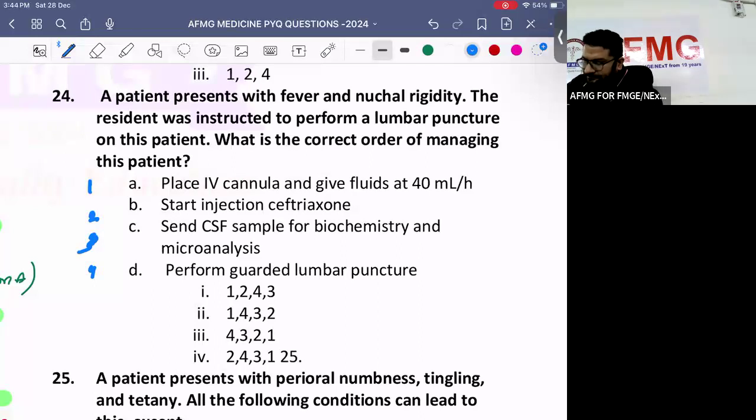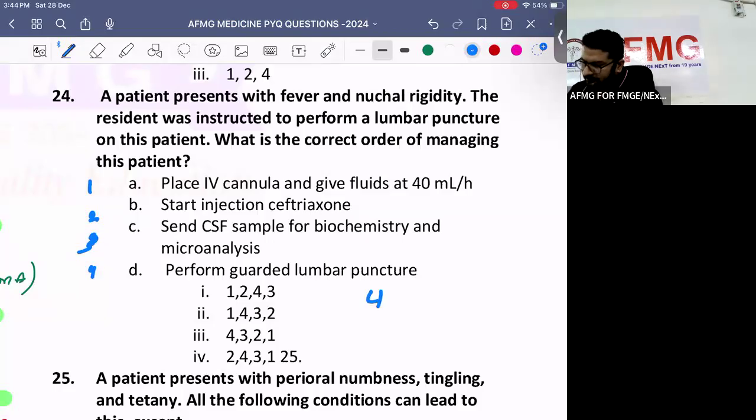क्या होगा? परफॉर्म लंबर पंक्चर. बताओ क्या करोगे पहले. ओके, 1, 2, 4, 3. प्लेस कैनुला, गिव IV फ्लूइड, देन वी स्टार्ट इंजेक्शन. नो, पहले तो लंबर पंक्चर करोगे. आई टोल्ड यू फर्स्ट do lumbar puncture, then give antibiotic, because if you give antibiotic first, then culture report will be sterile. So first will be 4.